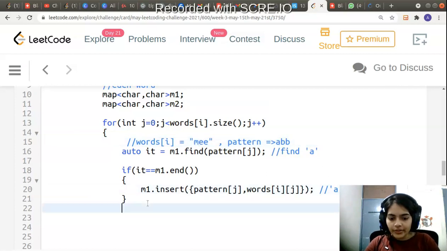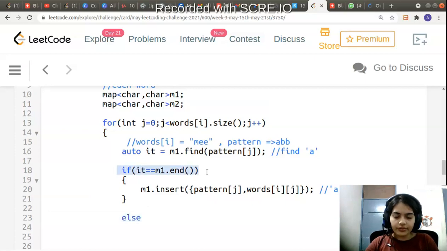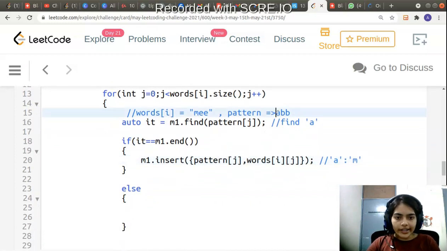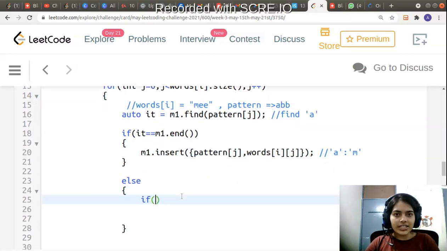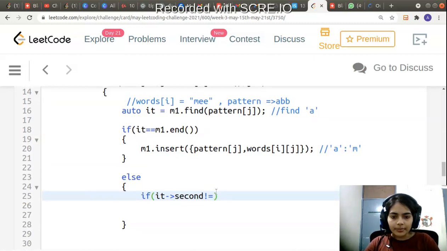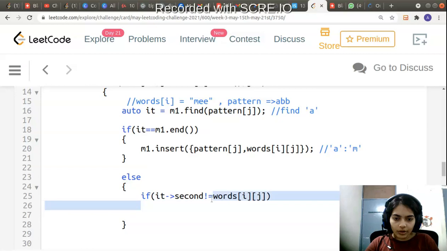Now if this condition is not true, so we had given an if condition here, right? So let's write the else condition. If the iterator was able to find that a was already there, then in this case you have to check if the mapping corresponding to a, that is its second, is not equal to the character in the word that you currently have. So words of i j, you have to check if it is not equal. So I've given a not equal to sign.